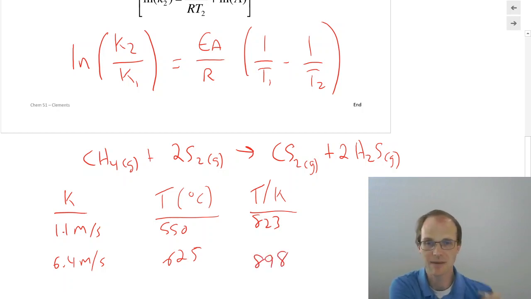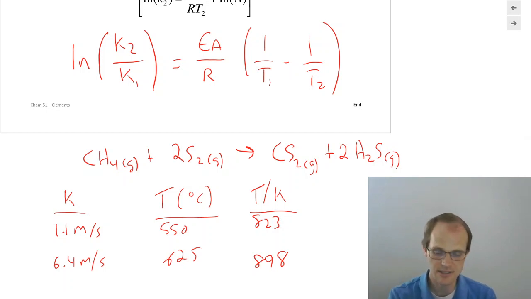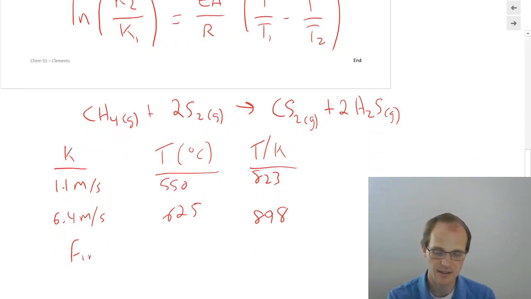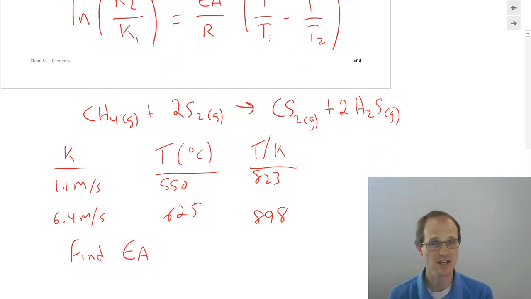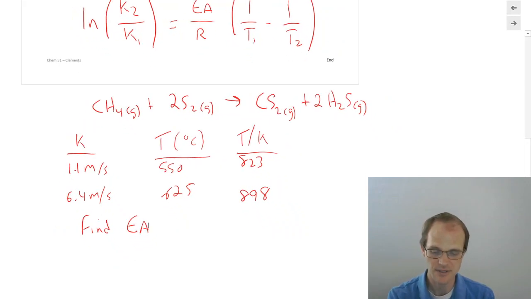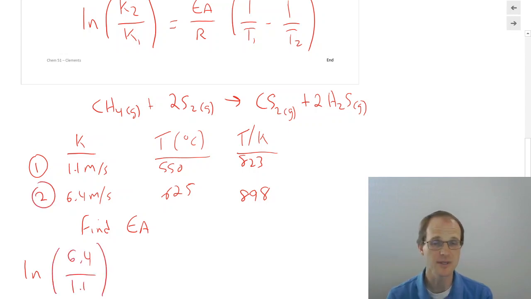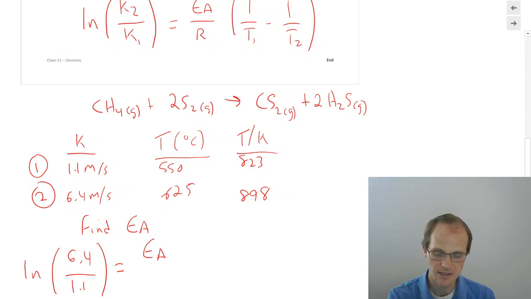So we have this table of data. It's got 2 Ks. It's got 2 temperatures. We're going to use this to find our activation energy. So this is just a plug and chug kind of example, but I just wanted to show you what it looks like when we do this. So we've got the natural log. Let's make this number 1. Let's make this number 2. The natural log of 6.4 over 1.1. Our units are going to cancel, so if you want to leave the units out on that one, you're certainly welcome to. Is EA over R.